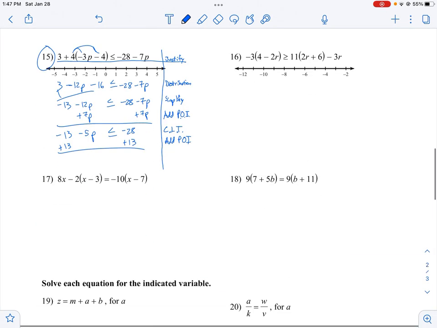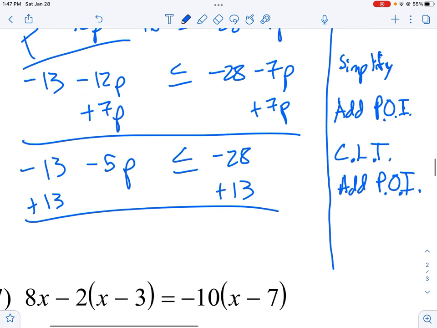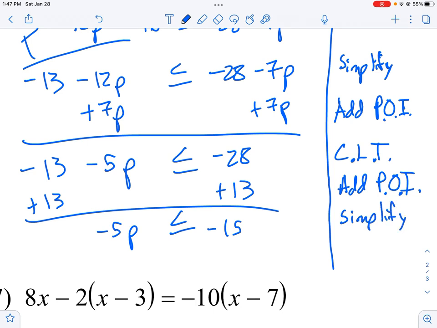Whoa, no! Silly scrolling things. So I got add POI on the left side here. You need to make sure you keep the sign on this 5. It was subtract 5p, so I'm going to have negative 5p. On the right side, negative 28 plus 13 is going to give you negative 15. And I only added on both sides, so this inequality is going to stay the same. The property that lets me, well, simplify things, it's called simplify. What is simplification property?